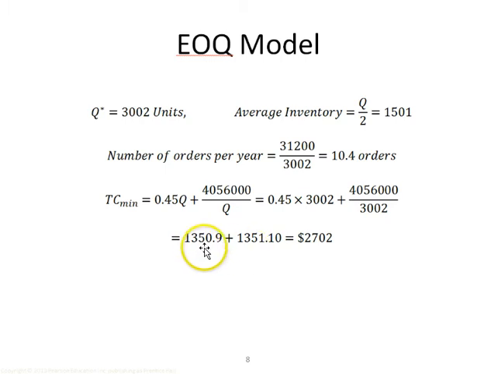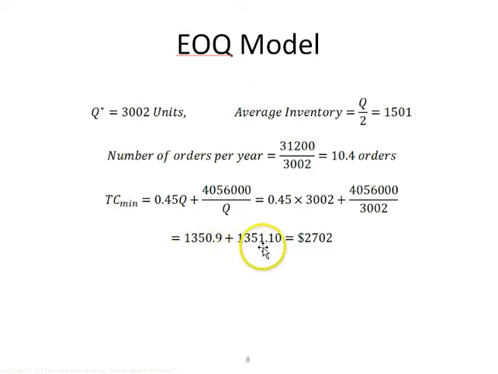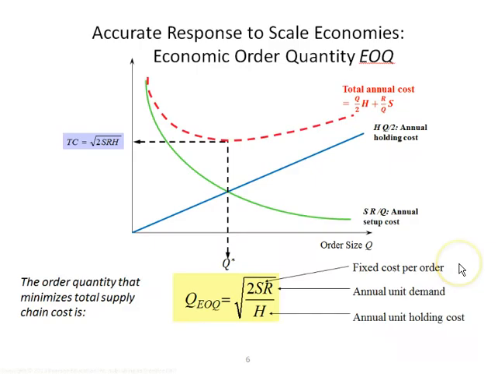As you see here, this happens at the point where the annual holding cost and the annual ordering cost are equal. You can easily observe that in our graphs. This is the annual holding cost, this is the annual ordering cost. As you can see, it occurs at the intersection of these two costs.